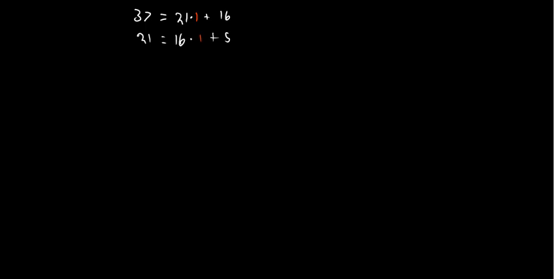Again, 16 can be expressed as 5 by 3 plus a remainder 1. Then the moment you get your remainder 1, you can end here, because the next part will just be 5 is equal to 1 by 5 plus 0. So we can't go any further than this. And this is also our GCD. So this is how we find your GCD using the Euclidean algorithm. So 1 is our greatest common divisor.